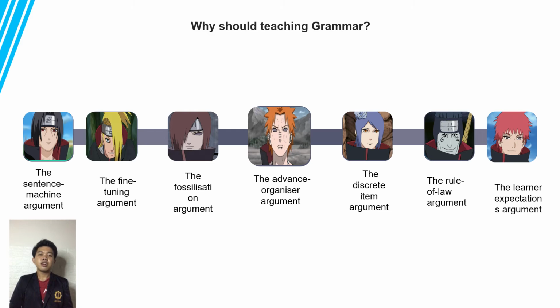Number 7. The learner expectation argument. Regardless of the theoretical and ideological arguments for or against grammar teaching, many learners come to language classes with fairly fixed expectations as to what they will do there.